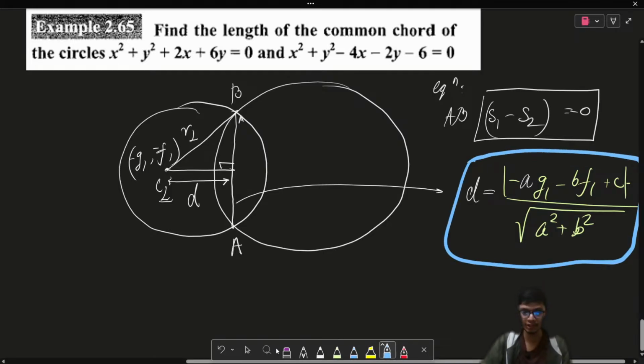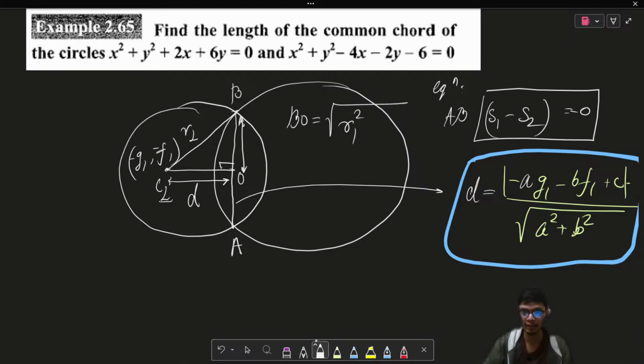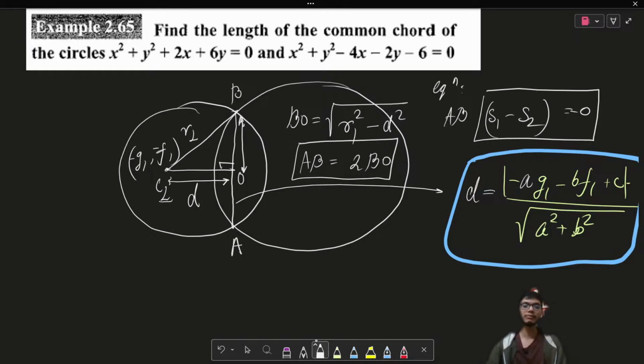Now once we have calculated the distance, we can use it to calculate this particular length. Let us call this point O. We can calculate the BO length by using the Pythagoras theorem, that is going to be the square root of r1 square minus d square. Therefore the length of the common chord is going to be 2 times this BO distance. I hope this question is clear to all of you.